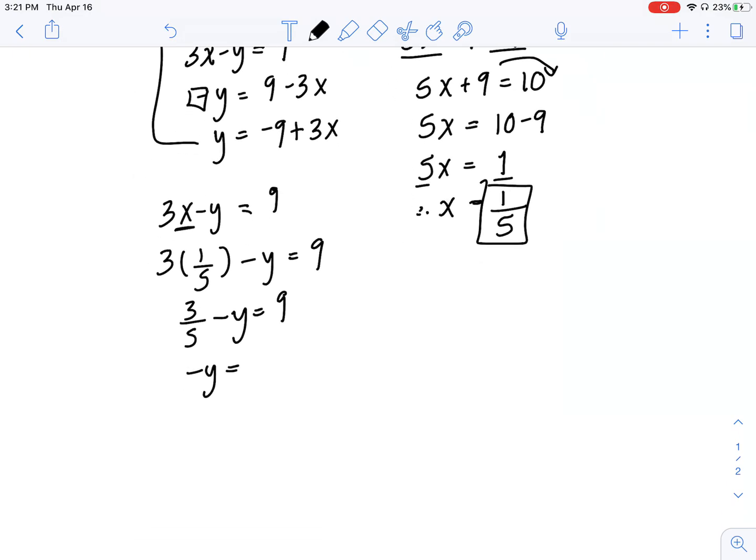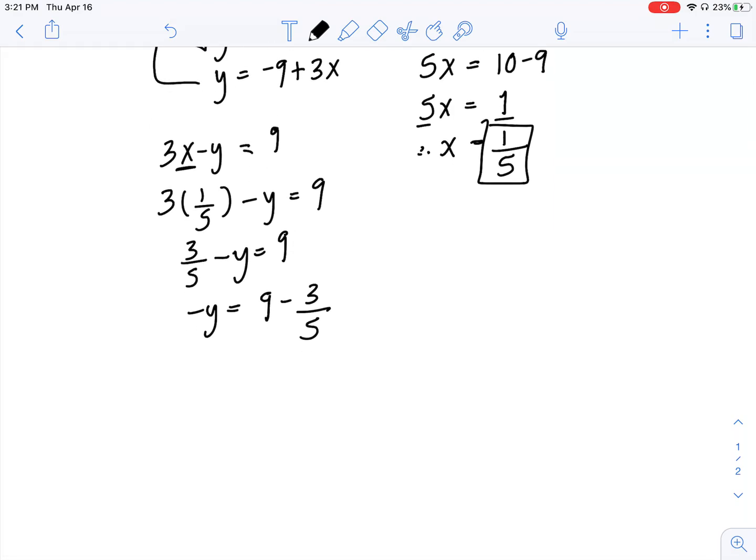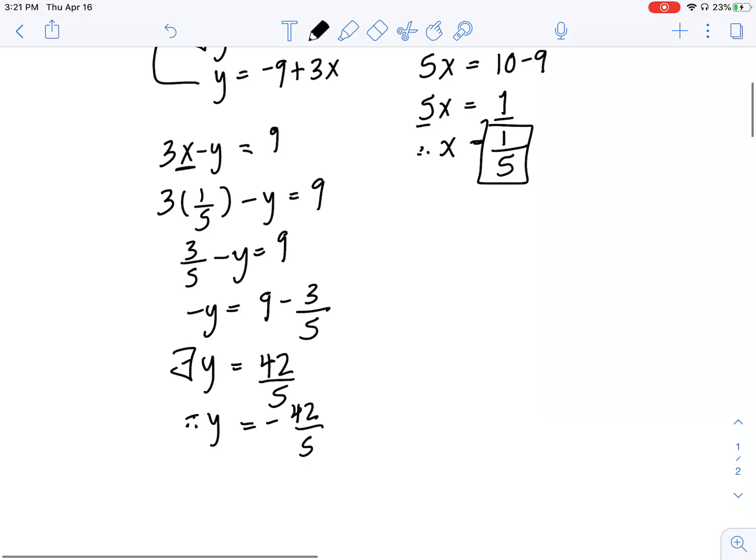Minus y equals 9 minus 3 over 5. 9 times 5 is 45, minus 3 is 42. Minus y equals 42 over 5. Oh, sorry, y equals minus 42 over 5 after you divide both sides by negative 1.